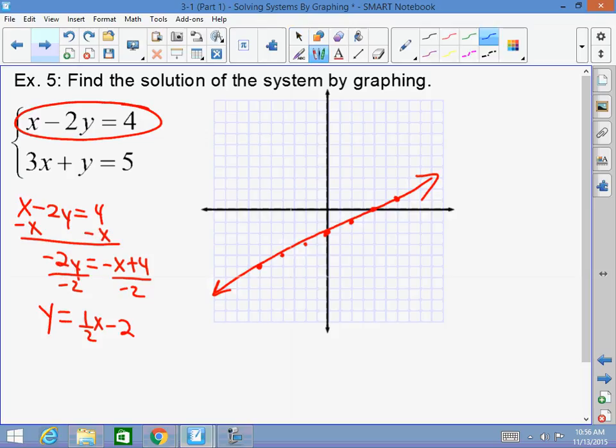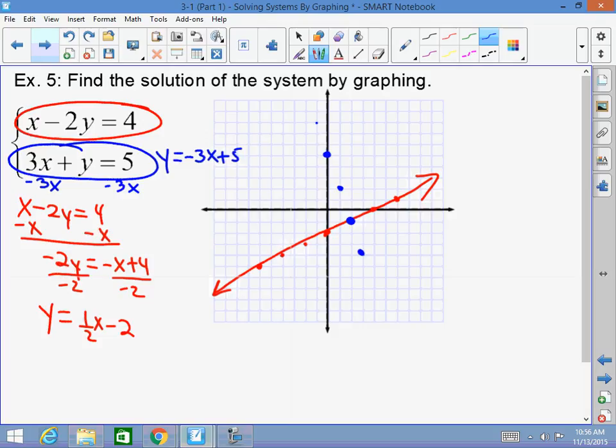Now let's solve for this one right here, and that would be easy. I just subtract 3x from both sides, so I get y equals negative 3x plus 5. My y-intercept is 5, so I go 1, 2, 3, 4, 5. And my slope is negative 3, so I go down 3 over 1, down 3 over 1, and again down 3 over 1.